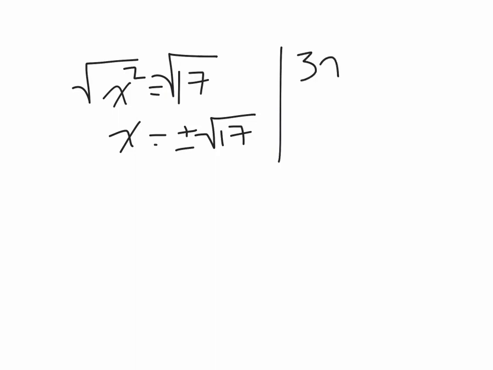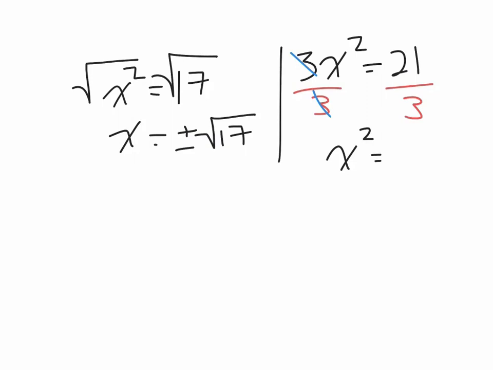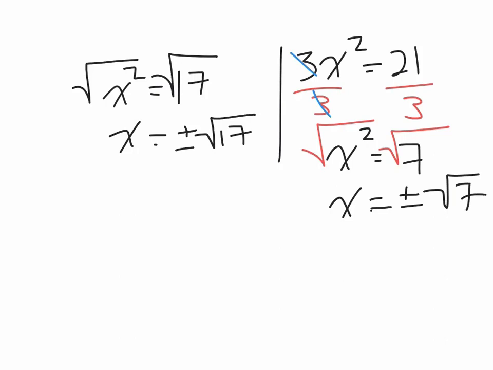If I give you 3x squared equals 21. So the first thing I would do is divide by 3, divide by 3. My 3's cancel out, leaving me with x squared equals, and 21 divided by 3 makes 7. The next step I do is I take the root of this side and the root of this side. And that leaves me with x equaling positive or negative root 7. And that would be left there.